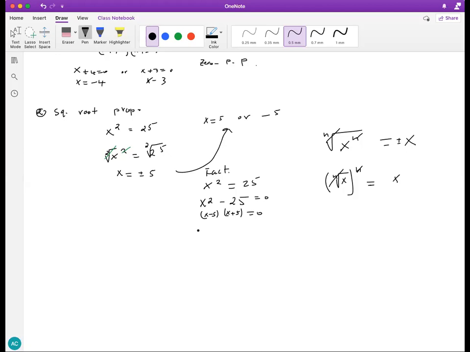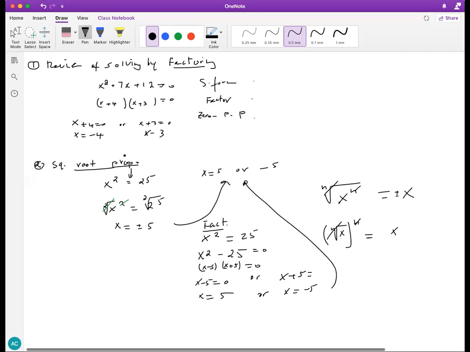Either this is 0 or this is 0, so x minus 5 equals 0 or x plus 5 equals 0. Here means x is 5, or x is negative 5. As you can see, we got the same solutions as this. Okay, so here we used the zero product property, but here we used solving by factoring.